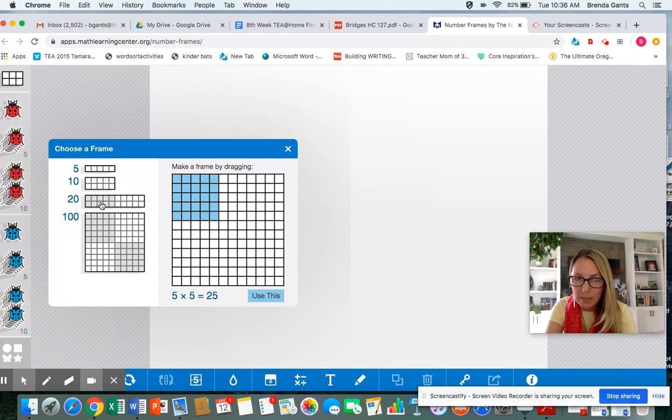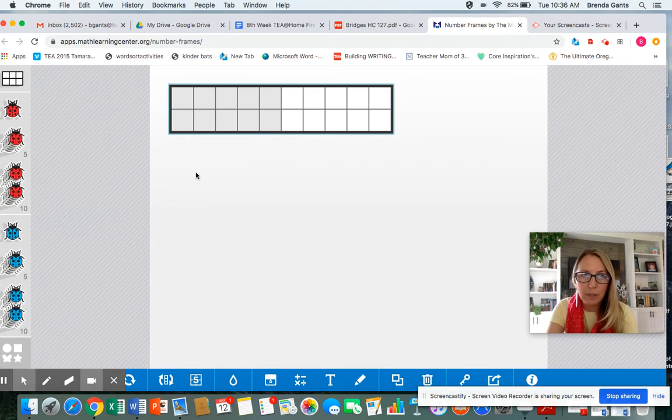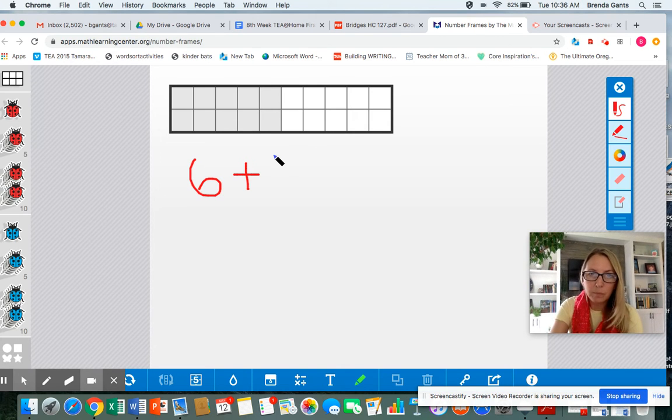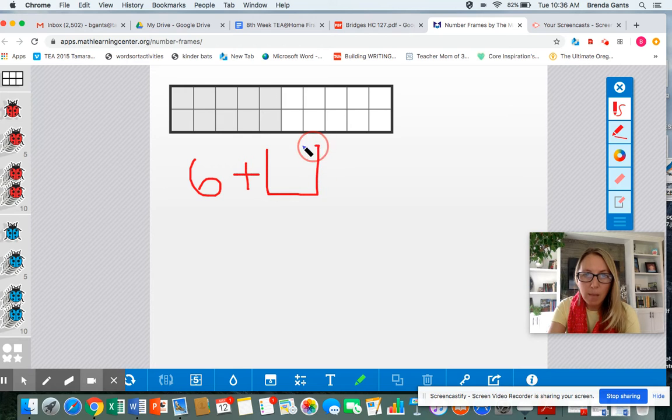So the 10 frame isn't going to work. So I'm going to choose the 20 frame. And keep track of what we know. Pick up a pen. 6, whoops, whenever it does that, it means I don't have it in my hand. 6 ants are working hard. Some more came. If they came, they were added on. Some more came. Don't know how many came yet, even though you might know it in your mind.